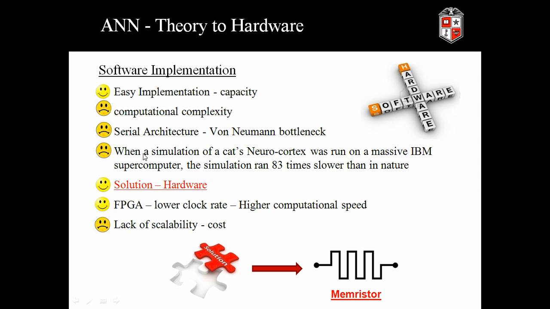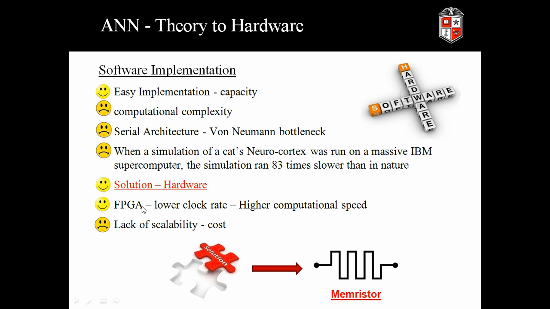A better example is when IBM tried to run a cat's neocortex on a supercomputer, and the simulation ran 83 times slower than it was intended to be. And the solution they tried was to implement everything in hardware. And the first thing they tried was FPGAs, field programmable gate arrays.